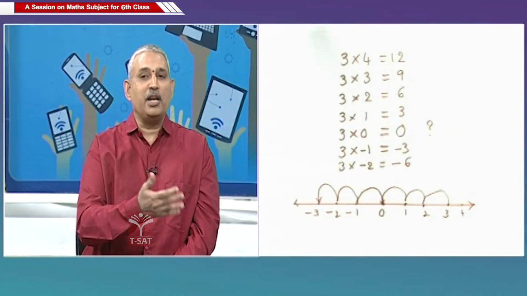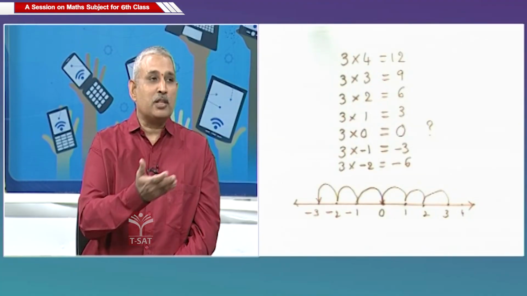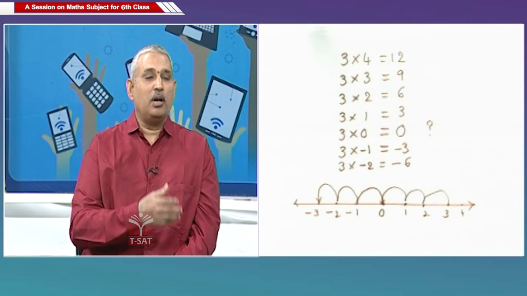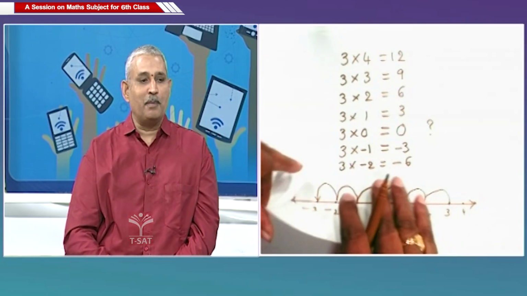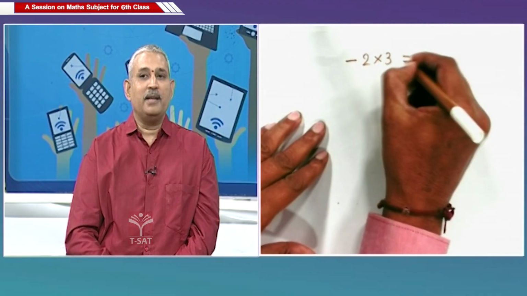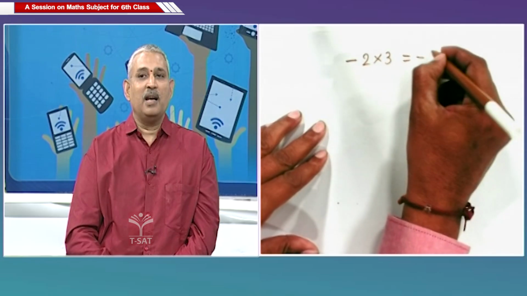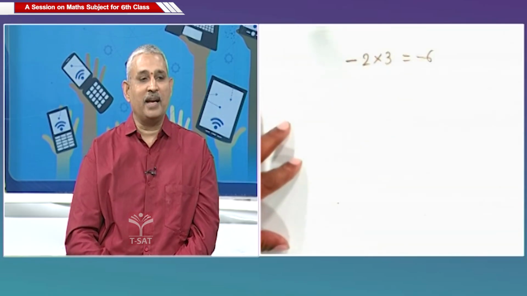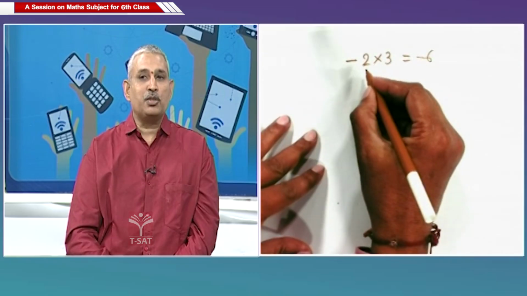Suppose here we considered 2 into 3 or 3 into 1, 3 into 2. Instead of that, suppose you take some negative number. So minus 2 into 3. Okay, let me write, you take one more example. Minus 2 into 3 is minus 6. Already established, the previous one, it is established already. Then minus 2 into 2.